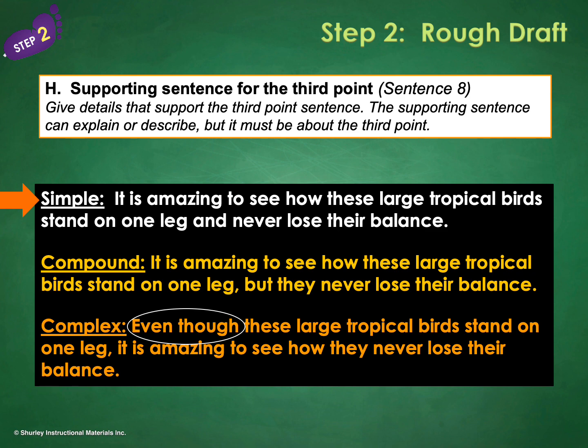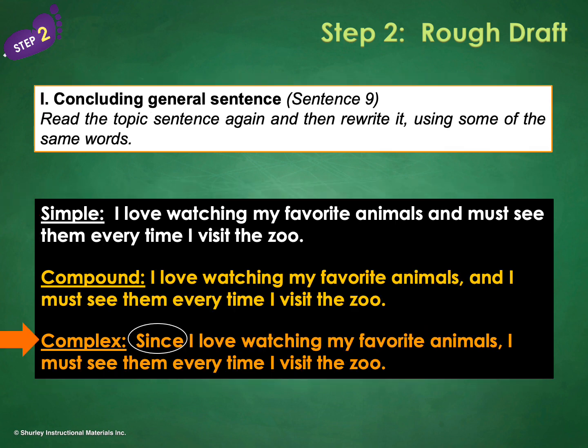Sentence number 8 will contain the supporting detail for the third point. It can explain or describe, but it must be in regards to the third point. Look at an example of a supporting sentence for the third main point. It's written as a simple sentence which says, it is amazing to see how these large tropical birds stand on one leg and never lose their balance.